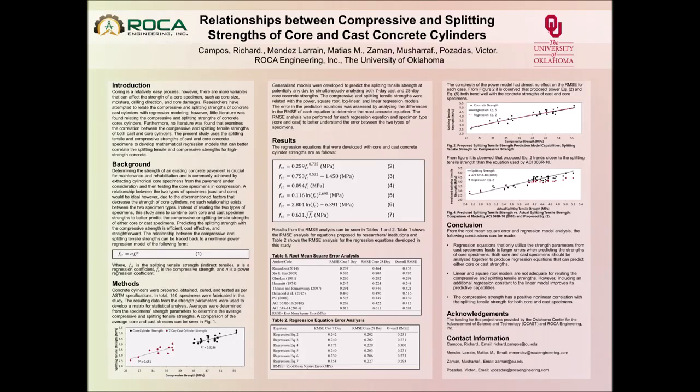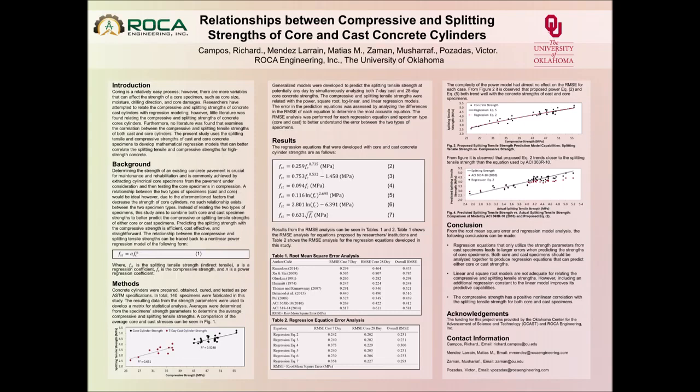The assessment of a pavement's strength capacity is necessary as the pavement ages and sustains stresses. The present study uses the splitting tensile and compressive strengths of cast and core concrete specimens to develop mathematical regression models that can better correlate the splitting tensile and compressive strengths of high-strength concrete.